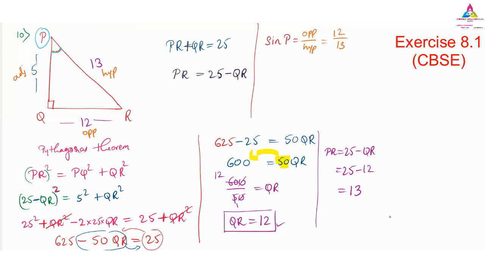Next, sine P is finished, then we need cos P. So cos P we want to find. Cos is nothing but adjacent by hypotenuse. So adjacent is 5 and hypotenuse 13. And lastly we need tan P. Tan P is nothing but opposite by adjacent. It is opposite 12 and adjacent 5. And these are the three answers they have told us to find.